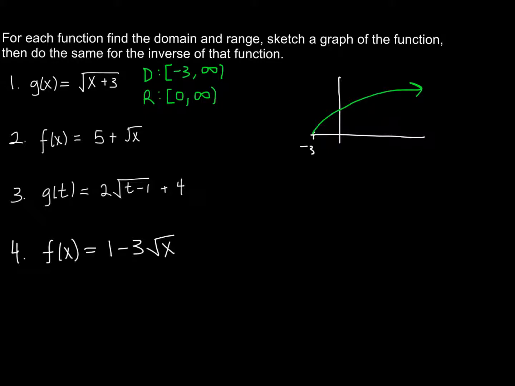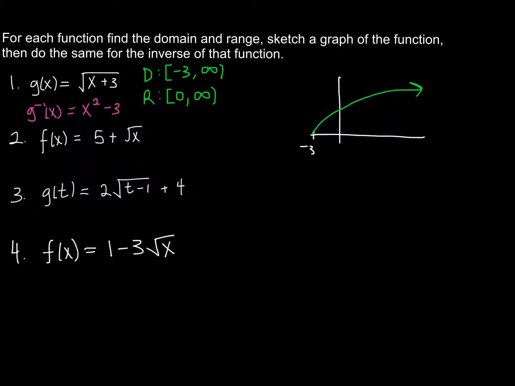Now, because we know the relationship between an original function and its inverse, we can actually sketch the graph of the inverse and its domain and range without having to go solve for the inverse. So even though I know that the inverse function is x squared minus 3, I don't need to know that in order to sketch the graph of the inverse and find its domain and range. So let's take a look.